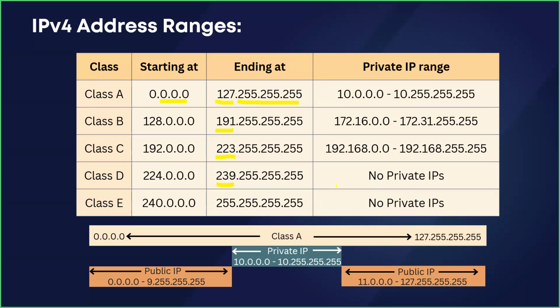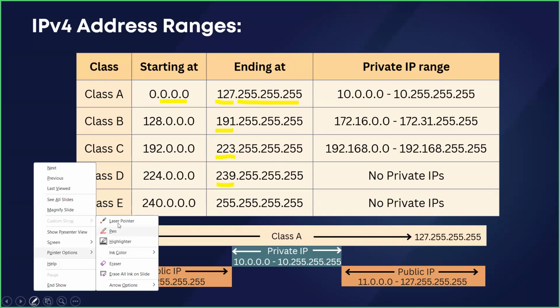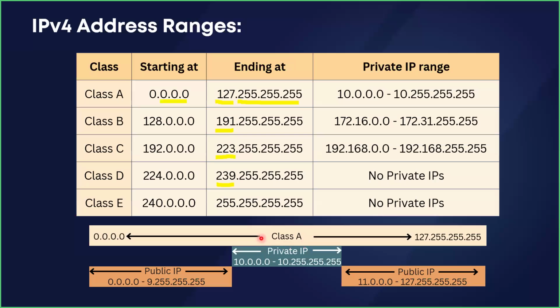Okay. To elaborate on this a bit more, if you take the example of Class A, it's the same in every class, but just elaborating with one example. In Class A, the range starts from 0.0.0.0 and goes up to 127.255.255.255. This is the entire Class A range. Now, in that entire Class A range, there's a small private IP range from 10.0.0.0 to 10.255.255.255. So any IP within this range is a private IP.